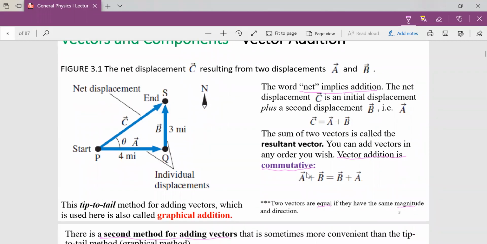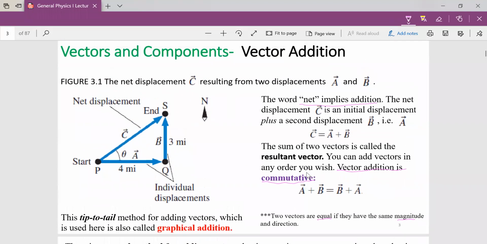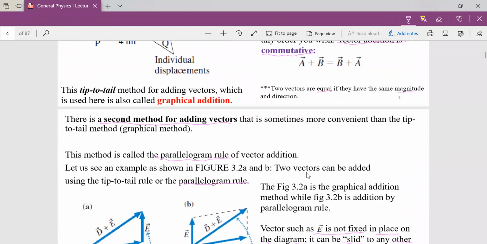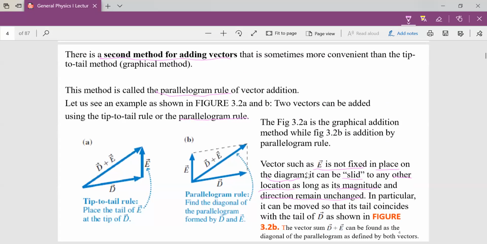So we'll have cases where they have the same magnitude but different direction. We cannot say those two vectors are equal, okay? So the second method for adding vectors, as we've seen before, is the method with the parallelogram rule, okay?